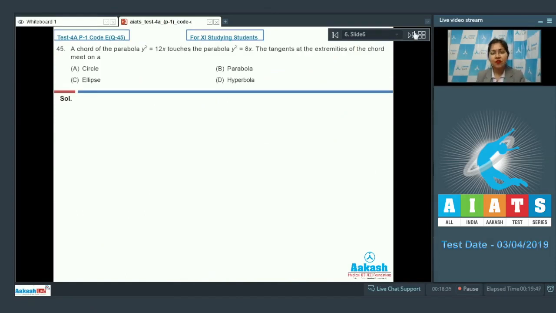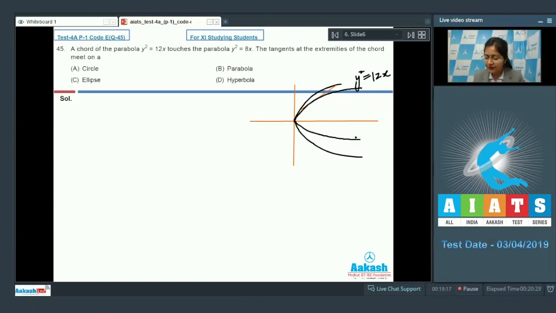Now next let's move on to question number 45, which says that a chord of the parabola y square equal to 12x touches the parabola y square equal to 8x. The tangents at the extremities of the chord meet on a. Right. Here let us make its diagram first. Let us say this is y square equal to 12x and we have a chord here, right? And this is the second parabola which is touching this chord, right?